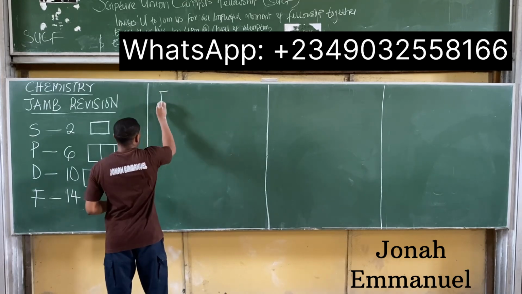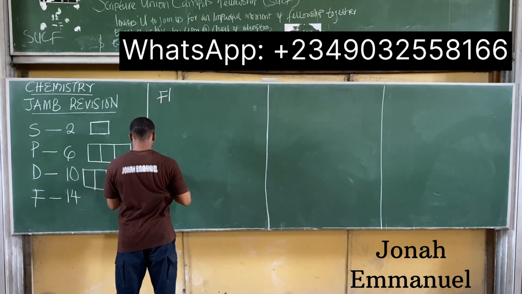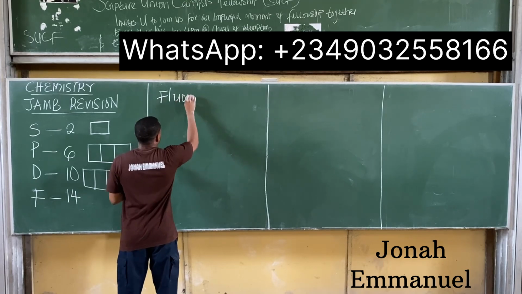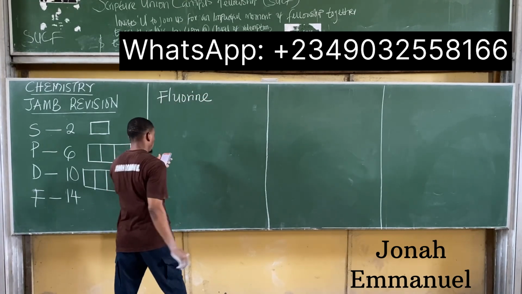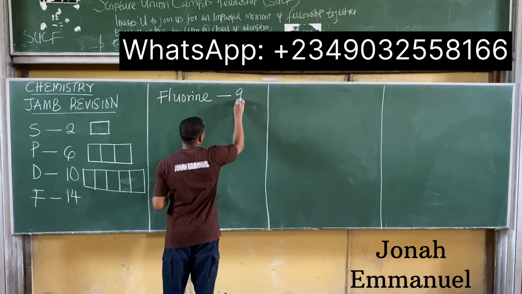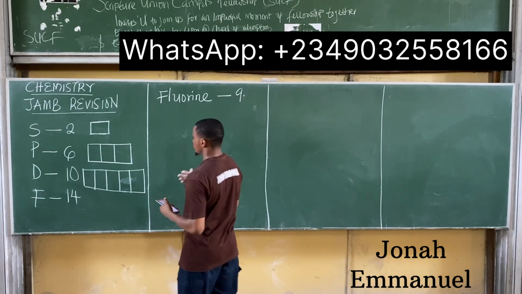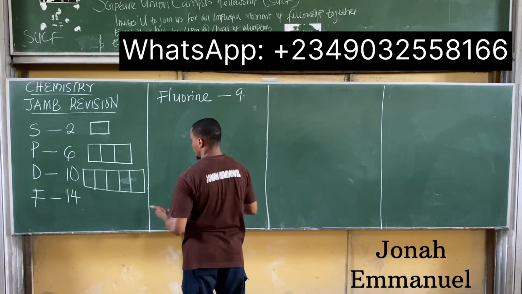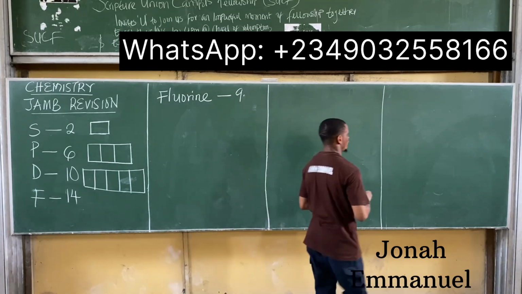Also, the element given here is fluorine, and the atomic number of fluorine is 9. All right, so I'm going to put 9 under the SPDF configuration. So with this concept, let's go back to our SPDF configuration.